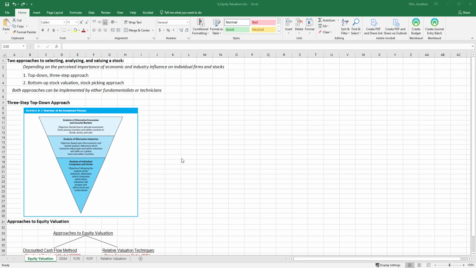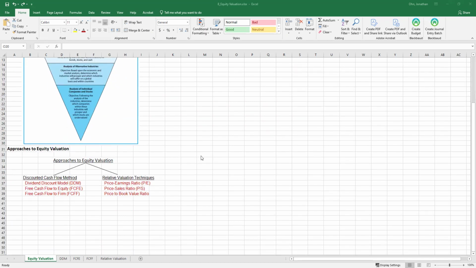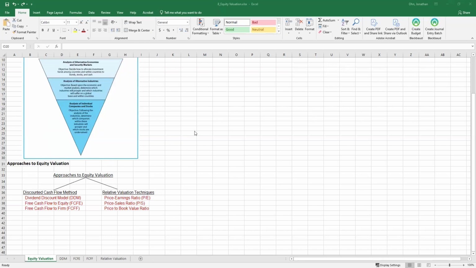So we talked about the three-step top-down approach. After all this, when you come down to company analysis, we do stock analysis, equity analysis, and part of the company analysis is equity valuation techniques. There are two categories of equity valuation. One is discounted cash flow analysis. The second is relative valuation techniques. We'll cover all of this today.